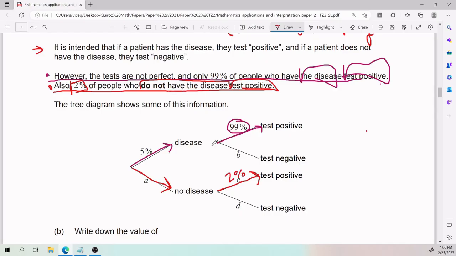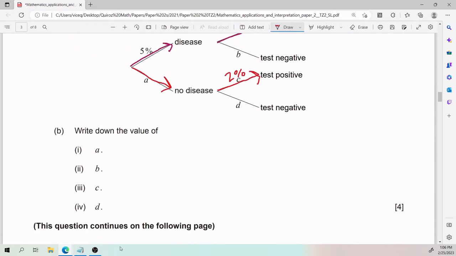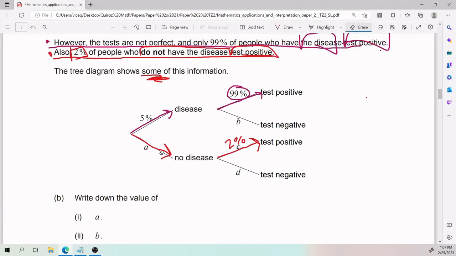I am just inputting the information that the problem is giving me. You always want to double check that the numbers they give you are actually in your diagram. So the T diagram shows some of this information. See, so we had to fill in the rest of it. And actually for part B, we need to fill out all of it. So for C, we already know that it's 2%, and I should be able to figure out the rest on my own. How do I do that?